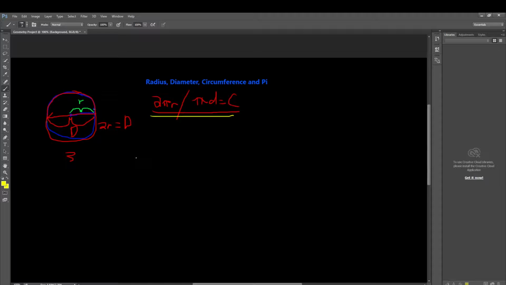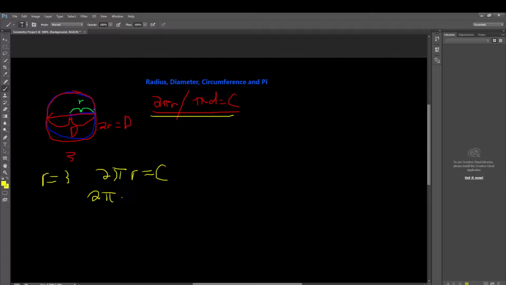There we go. So now, knowing that, we can use the radius or the diameter to solve for circumference. So let's say that the radius was 3. So r equals 3, and we need to know that the equation is C equals 2 pi r for circumference.